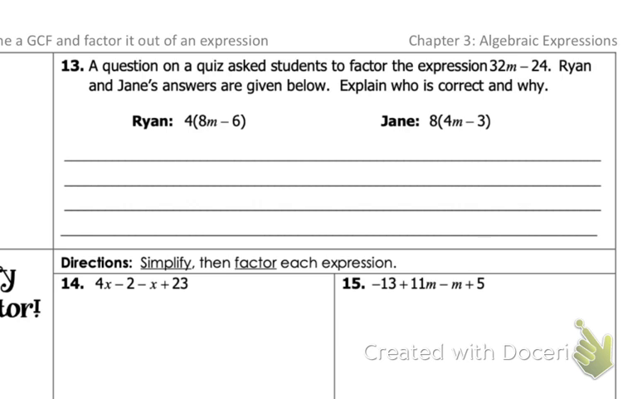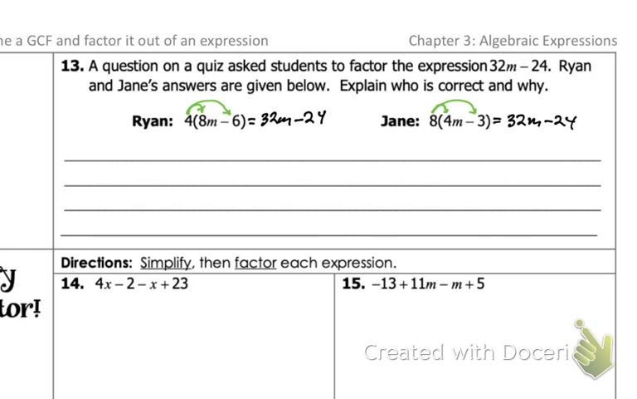And you could check this by distributing. If I were to distribute this, 8 times 4 is 32m, 8 times 3 is 24, minus 24. Does this work? Yes. Let's check if this one even works. So Ryan, if I do 4 times 8, well, that works. That's 32m. When I do 4 times 6, that's minus 24.